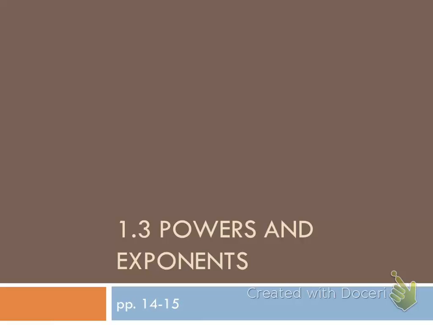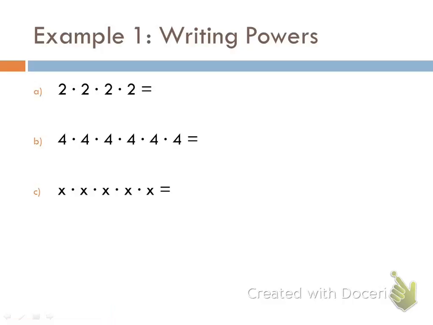Okay, so today we're learning about powers and exponents. We should be on page 14 in our textbooks. In example 1, last hour we had some students getting confused with the directions. If it says write the product as a power, all we're doing is counting how many times a number is multiplied by itself, and we're writing it as a power.